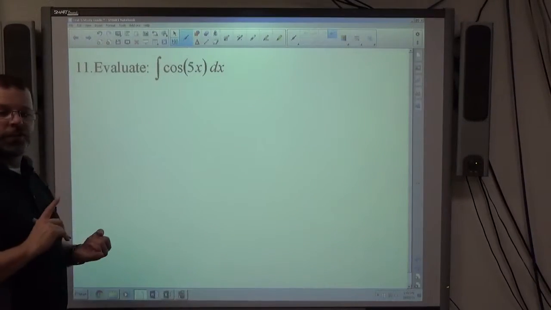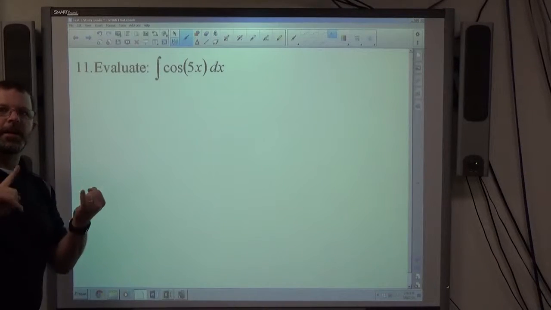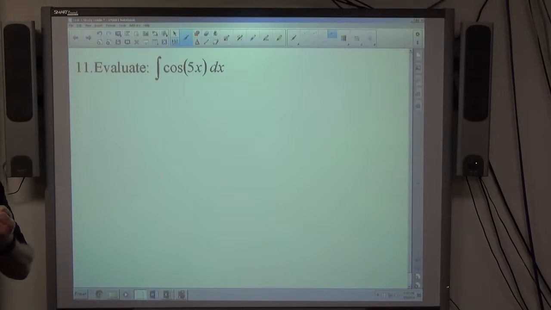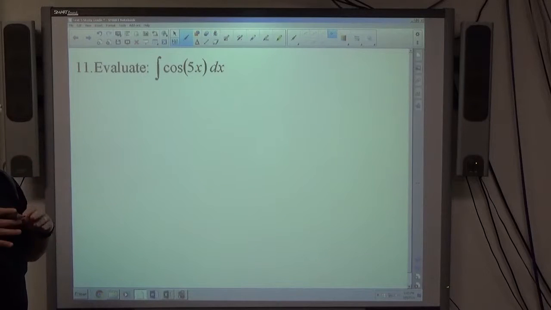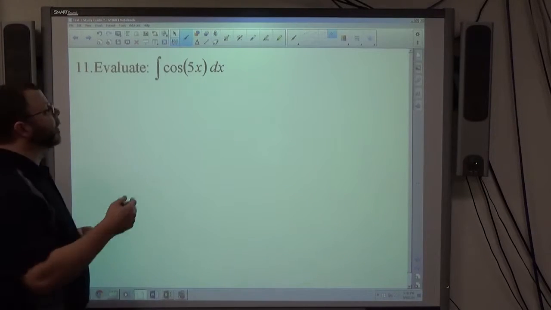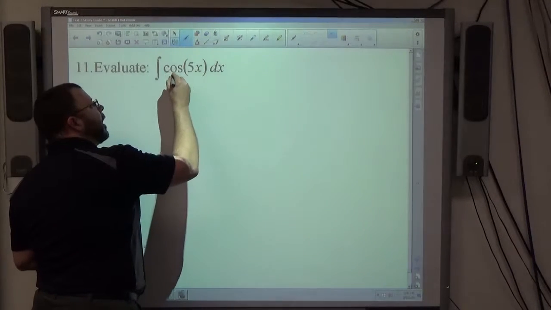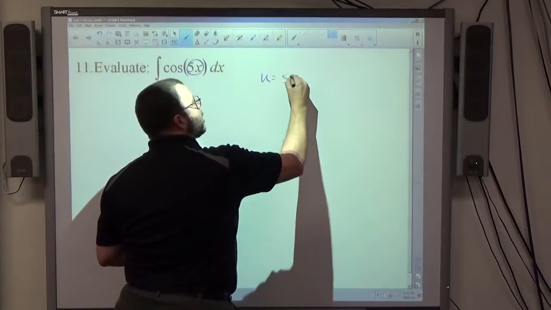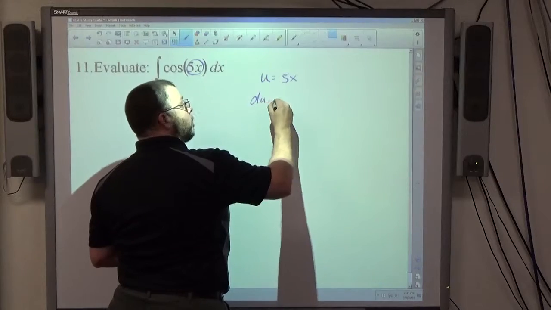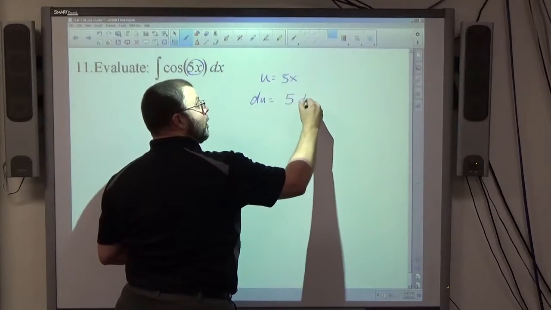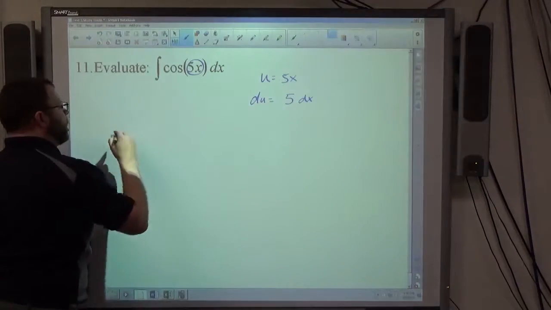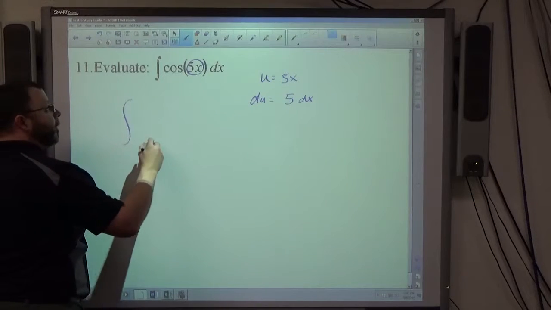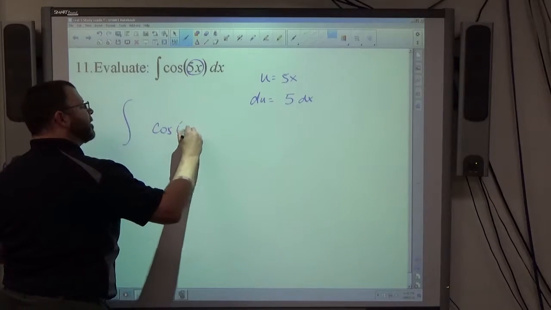Trig functions, you got your 6 trig functions: cosine, sine, secant squared, cosecant squared, secant tangent, cosecant cotangent. Any one of those 6 structures, expect to be a trig derivative or antiderivative. Cosine of whatever. The whatever is going to be u. So u is equal to 5x. So du is going to be its derivative, which is 5, and then dx. So looking at my integral here, I got my cosine of 5x dx.